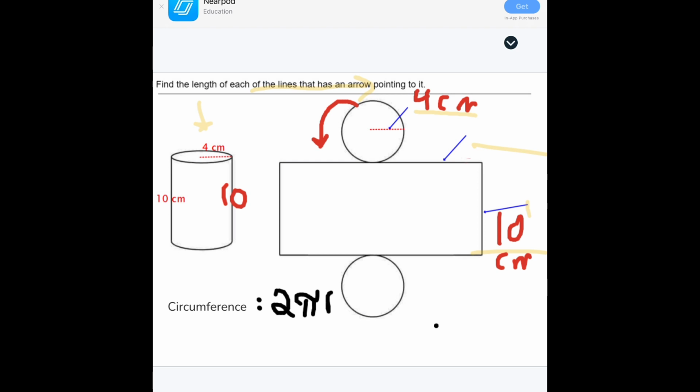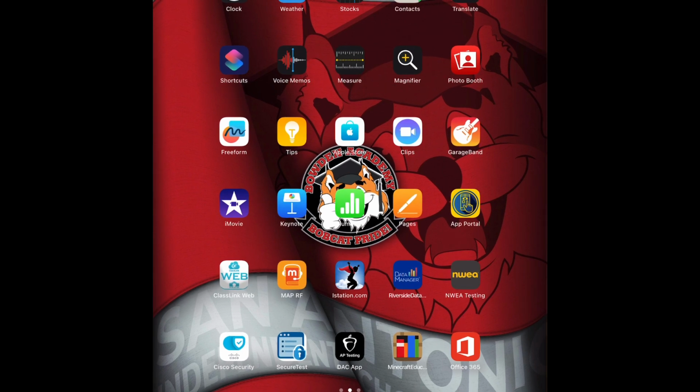Well, my radius is 4. We can use that 4 to solve for the circumference here. 2 pi times 4. Now, I don't have one of your fancy calculators. I kind of gotta go to the Google one, but in my case, the Google one is still gonna work just fine.